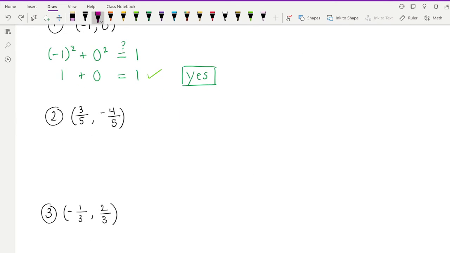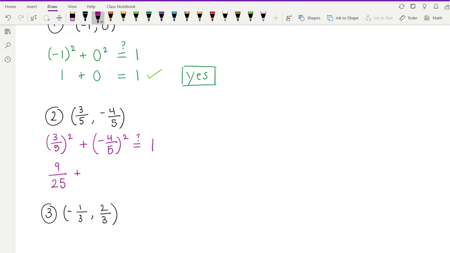We take these coordinates again and plug them into our equation and check: do we get an equality? Do we get something that is true? So 3/5 squared plus -4/5 squared. We want to verify, is that equal to 1? In this case, we get 3 over 5 squared, which is 3 squared over 5 squared, so that's 9 over 25.